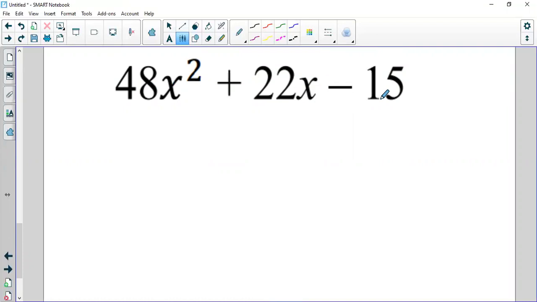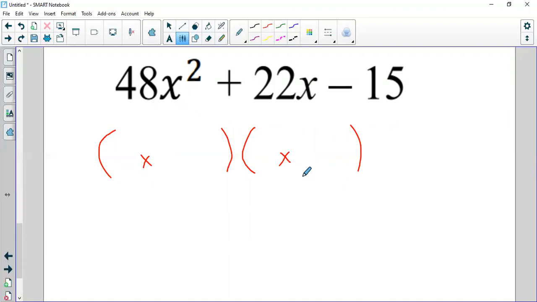Besides 72 and 10, 80 and 9, 90 and 8, I don't know a lot of factors of 720, especially not ones that subtract to make 22. So trying to multiply a times c to do either slide, divide, slide, or factor by grouping is probably going to be a lot of work. So here's another option where I'm going to guess and check.